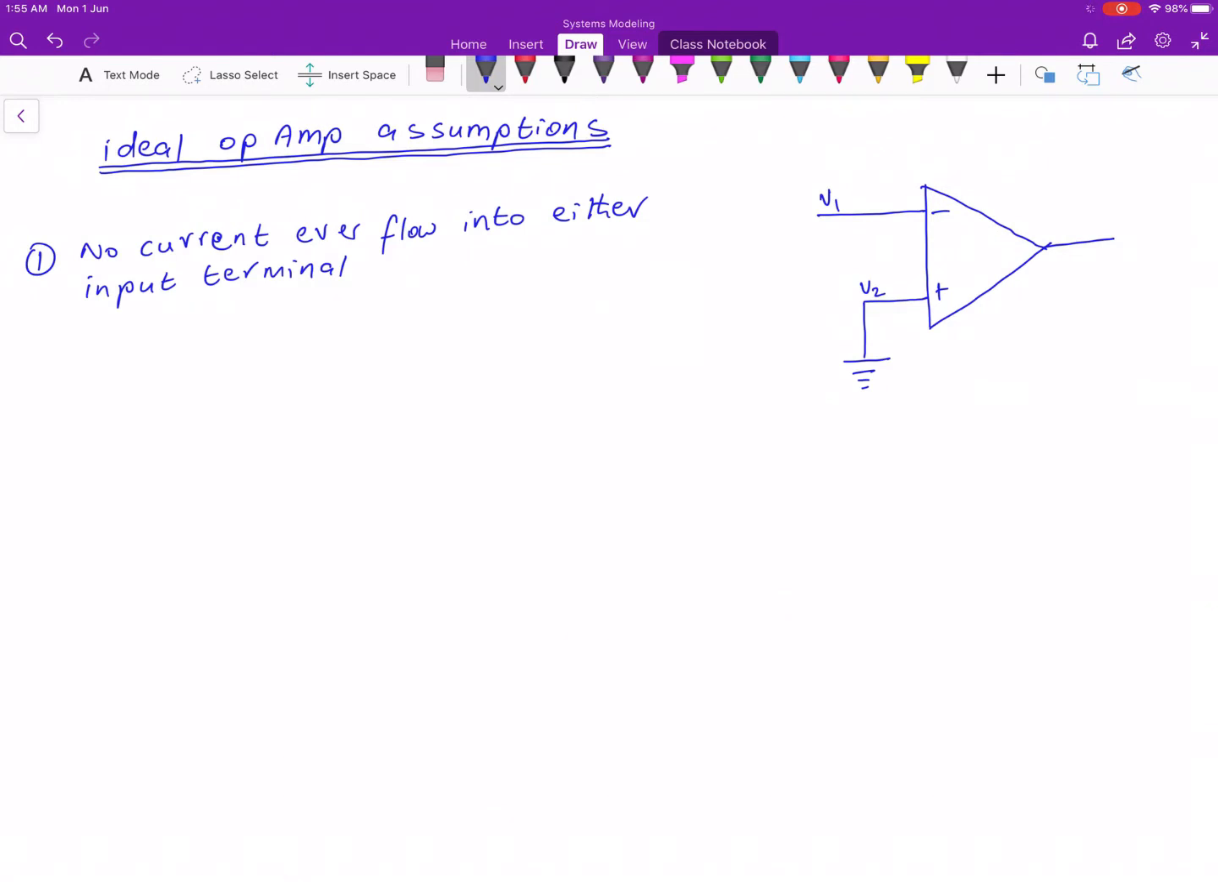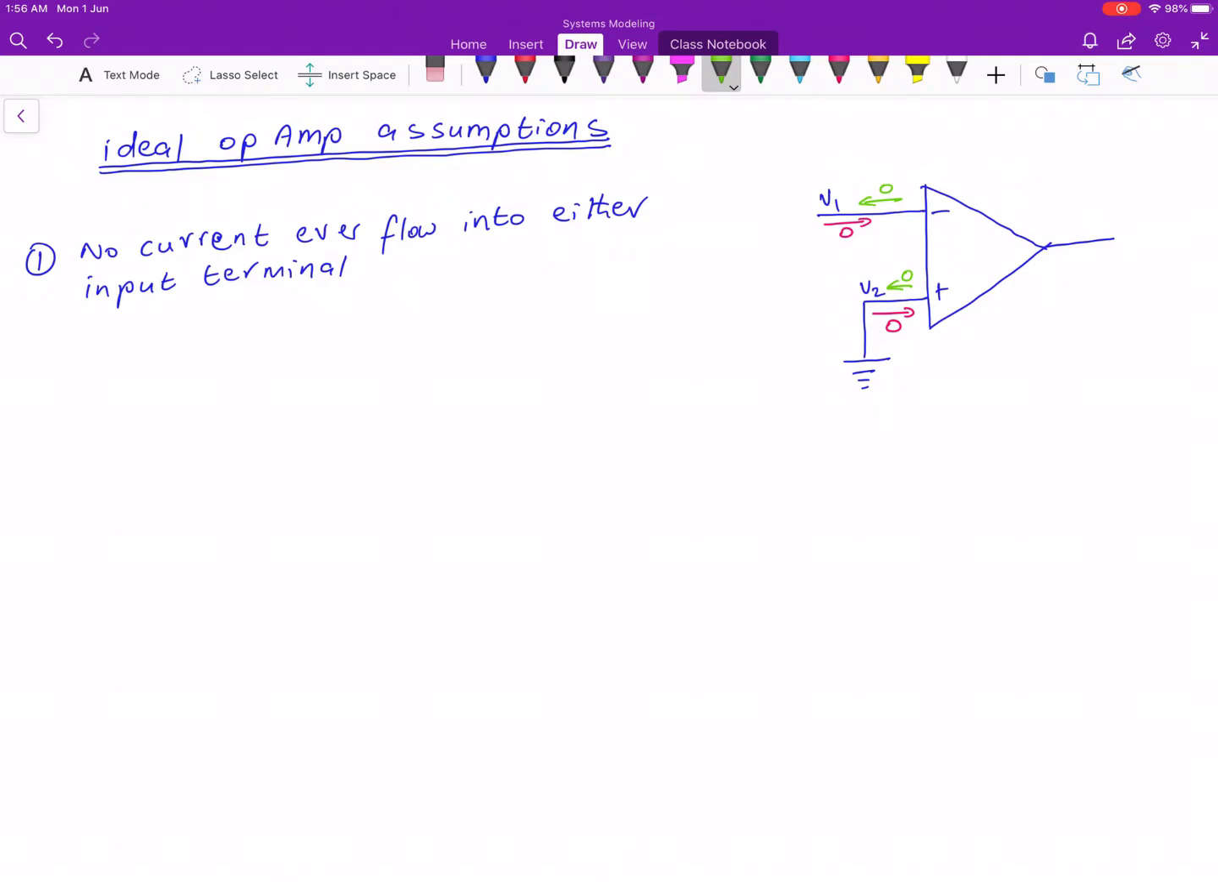assumption number one says that no current will ever flow into either input terminal. So that means that the current going in is 0. The current that goes in here is 0. The current that goes in here is 0. Also, the current coming out is 0. So no current is going in, no current is coming out.